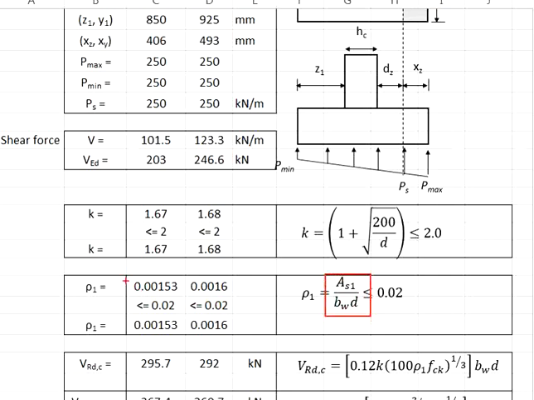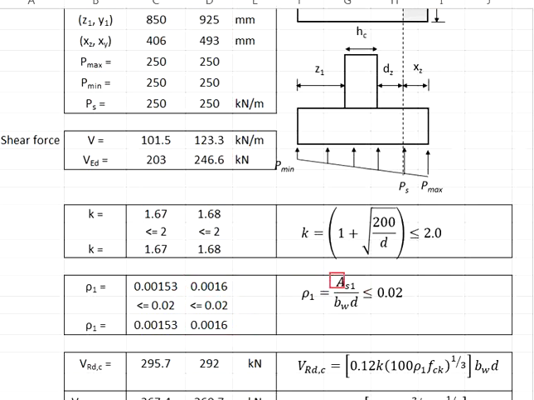Substitute the value, you get 0.00153. The number is less than 0.02. Therefore, you will use the number calculated. If the number goes beyond 0.02, you will use 0.02 here. Then you calculate the reinforcement bar ratio for the minor axis.